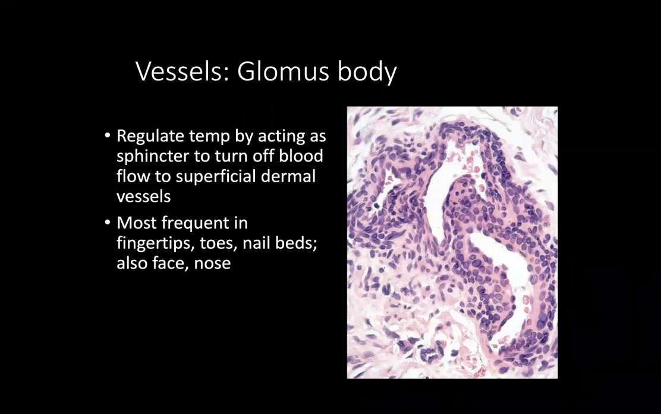Glomus bodies are most frequent on the fingertips, the toes, the nail beds, and the face, as well as the nose. So if you think about these areas of temperature regulation, where it may be a cold day outside and you want to keep your face warm, the glomus cells are going to go to work and try to constrict blood flow. And if you are getting really hot and you need to release a lot of heat, then your face is going to get really red as they relax and allow more blood flow to the superficial dermal vessels.